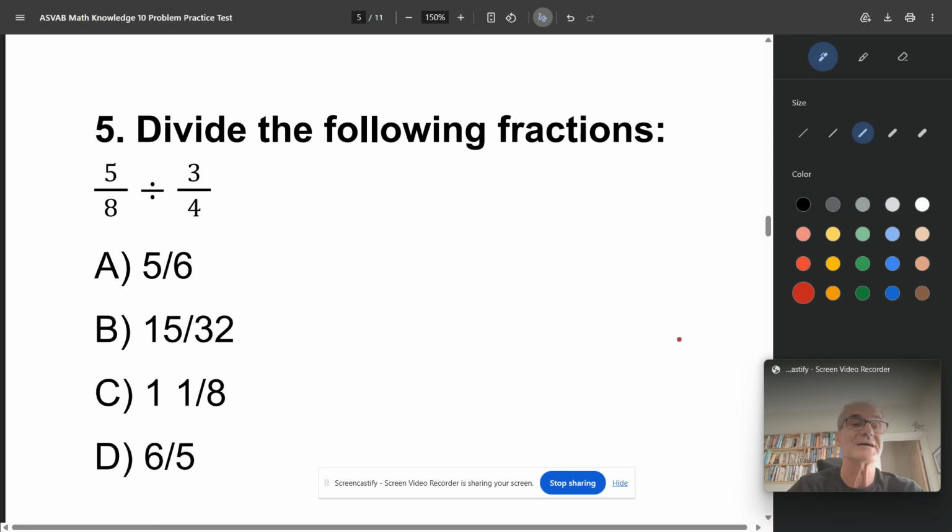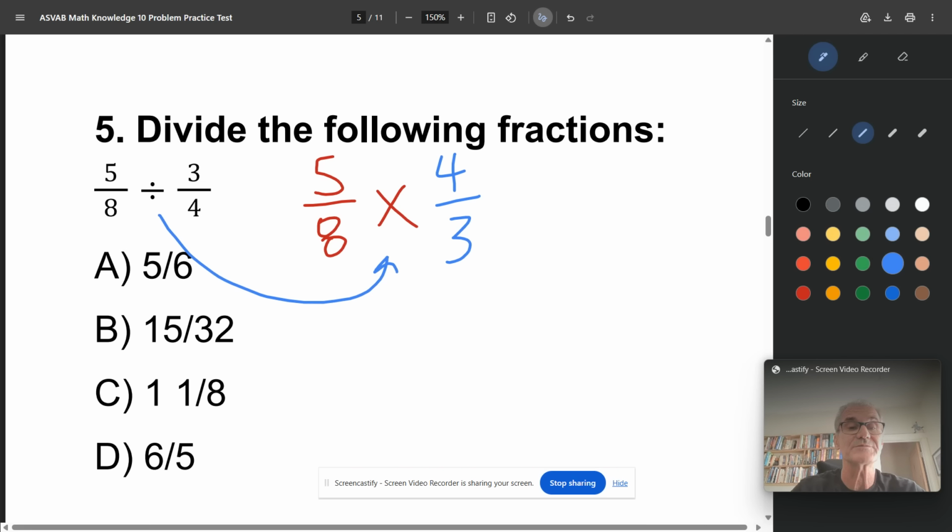Okay, number 5, I'm going to divide. So that means I'm going to take that 5/8 that I started with. I'm going to turn that division into multiplication. And then instead of 3/4, I flip it over to get 4/3. So division is the same as multiplication with the second number turned over.